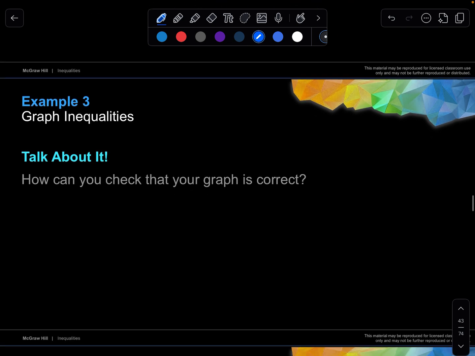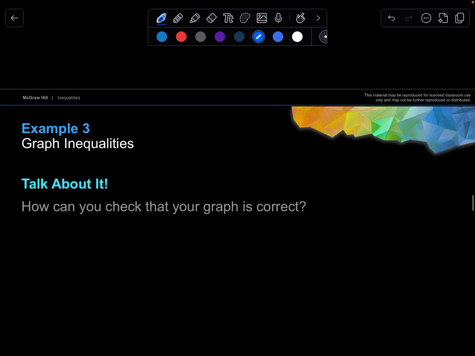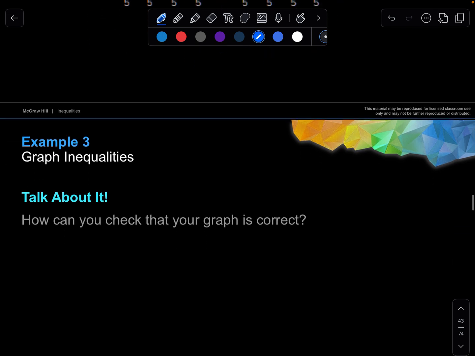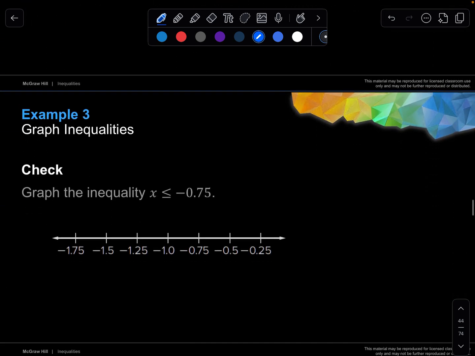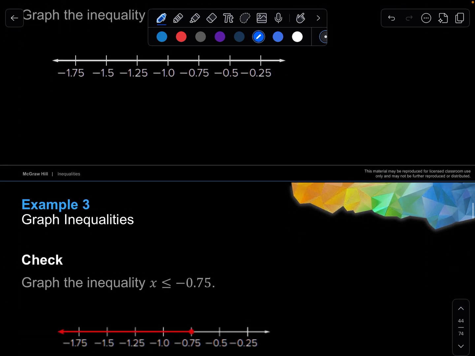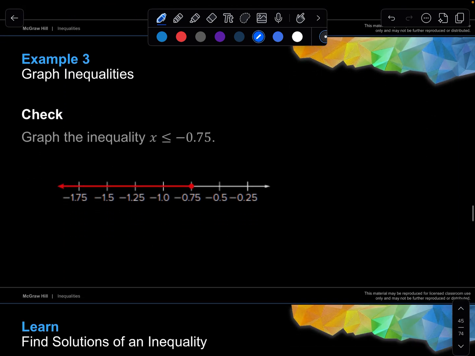Now, how can we check that our graph is correct? Well, like before, we can substitute any value bigger than 2/5 in our inequality and check for correctness. I want you to do this check problem on your own. Graph the inequality x less than or equal to minus 0.75. There you go, that's your solution.